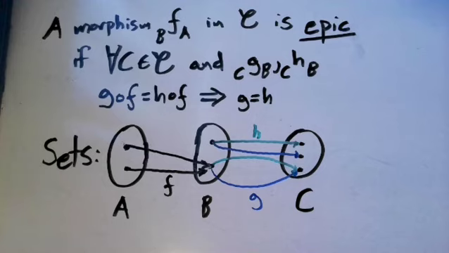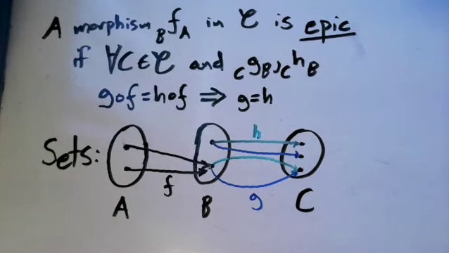Certain morphisms in a category are given specific names when they satisfy certain properties. The first one that we'll look at is called an epic. So a morphism F from A to B in a category C is called epic if for any object C and any two morphisms going from B to C, call them G and H, we have that F is right cancelable.